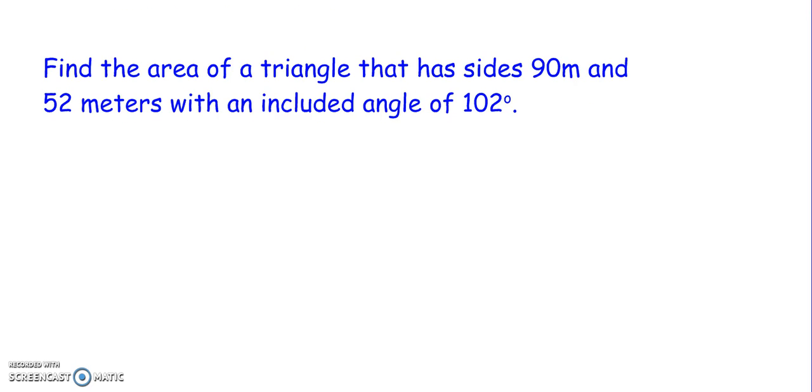Find the area of a triangle that has sides 90 meters and 52 meters with an included angle of 102 degrees. Included angle, if you haven't heard that term before, I just mentioned it. This is the 102 degree angle right here. To be included, it's saying this side must be 90 meters, and this side must be 52 meters.